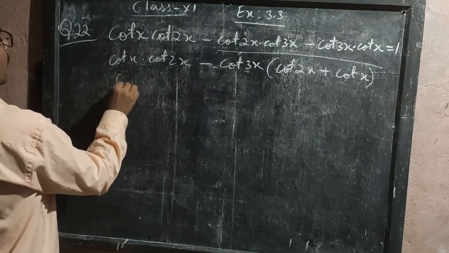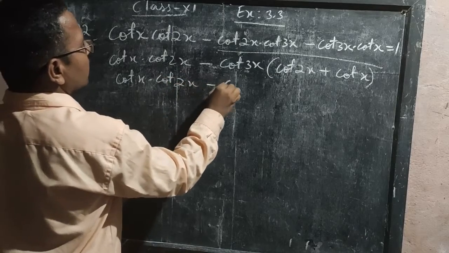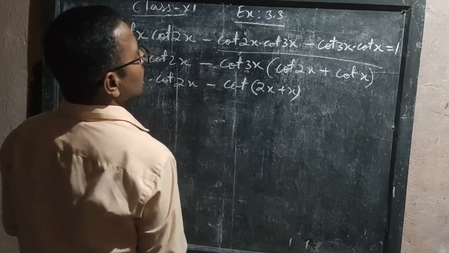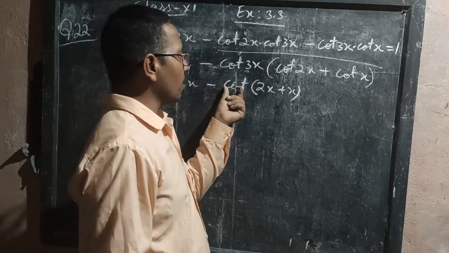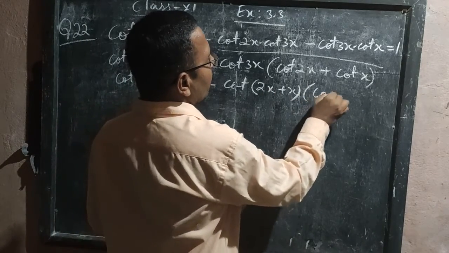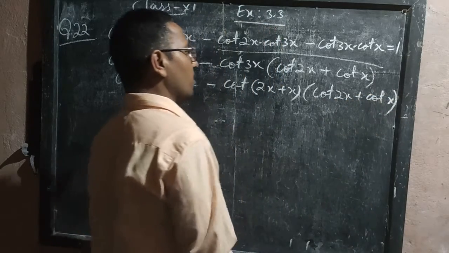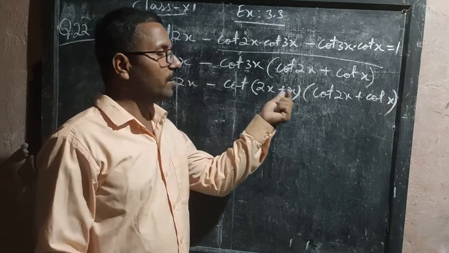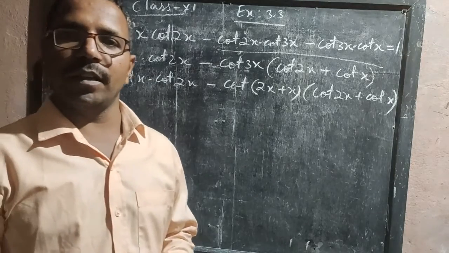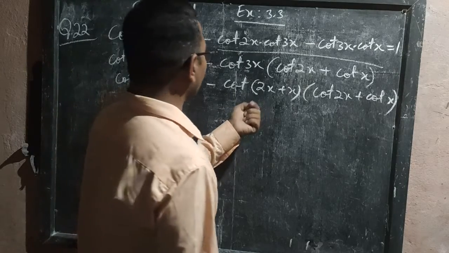So now students, what can we write here? Cot x into cot 2x minus cot 3x, and this cot 3x can be written as cot of 2x plus x. We can write it like this, into cot 2x plus cot x. Now we can use the cot (a plus b) formula. Cot (a plus b) formula is cot a cot b minus 1 upon cot b plus cot a. So we will use this formula here.